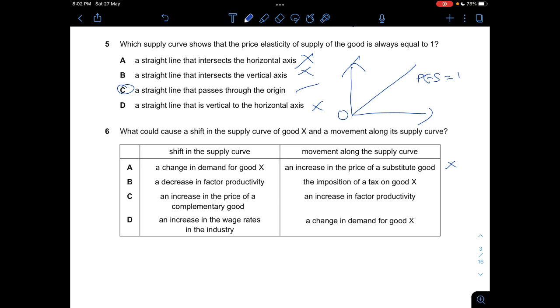B says a decrease in factor productivity, which is a shift. The imposition of tax will result in a shift as well, not a movement, so B is not correct. C says an increase in the price of a complementary good. This will result in a shift, and an increase in factor productivity would also result in a shift, so C is not correct. But D says an increase in the wage rates in the industry, which will result in a shift, and then a movement along the supply curve from a change in demand. Correct. Answer is D.